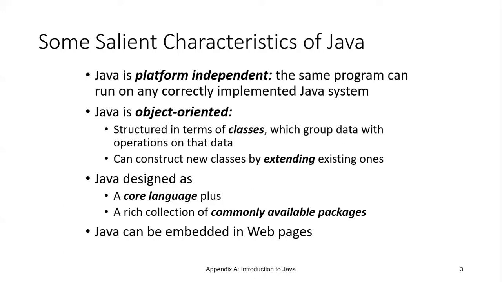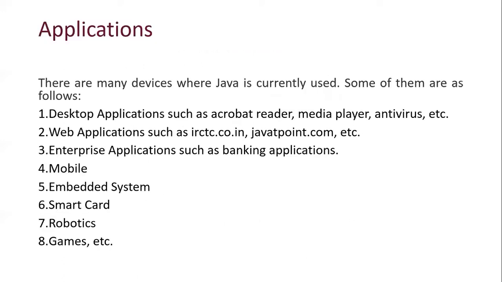In Java, the program is structured in terms of classes, and in C, you know that the program is structured in terms of functions, right? In Java, we can construct new classes by extending the existing ones. Java is designed as a core language, and it has a rich collection of commonly available packages. It can be embedded in web languages, and its applications include desktop applications, web applications, enterprise applications such as banking, mobile applications, embedded systems, smart cards, robotics, games, etc.